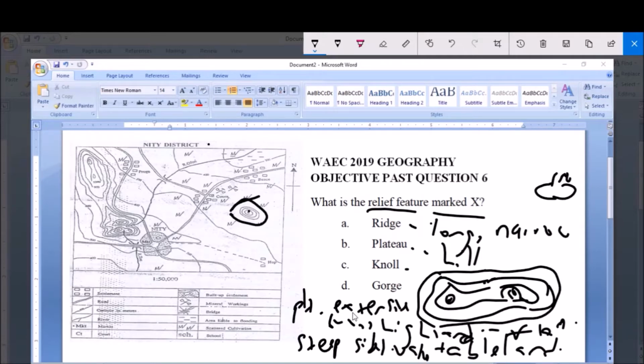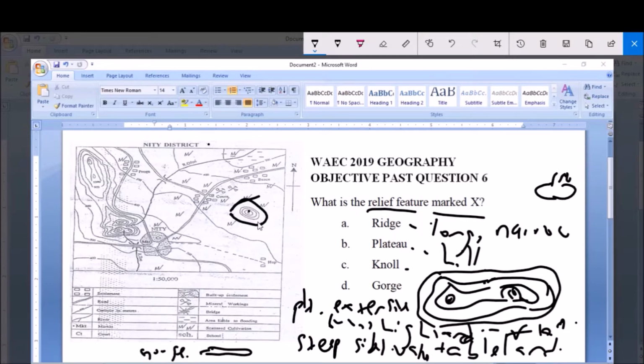A gorge is a steep-sided valley, and based on contour lines, it's usually represented by something like this. So this space is the gorge.